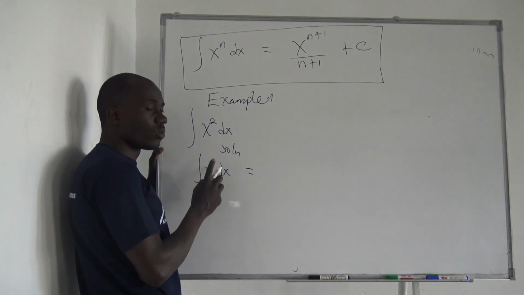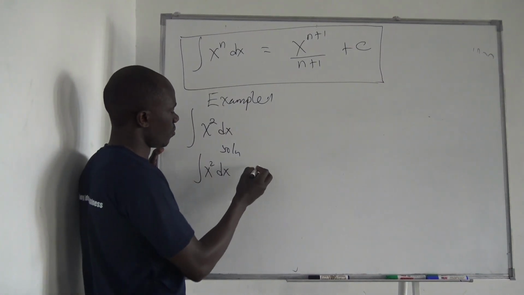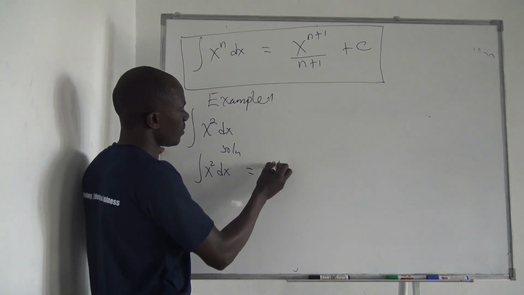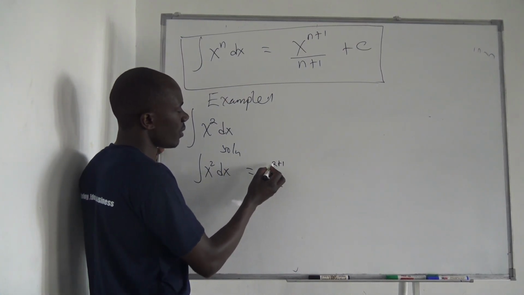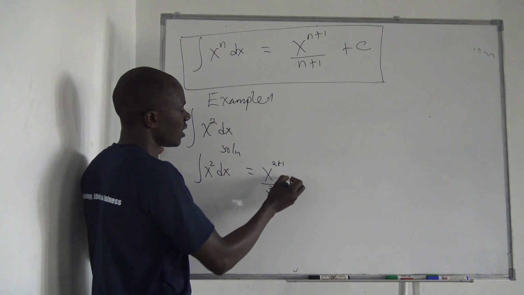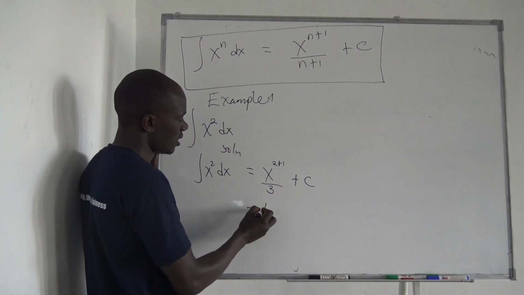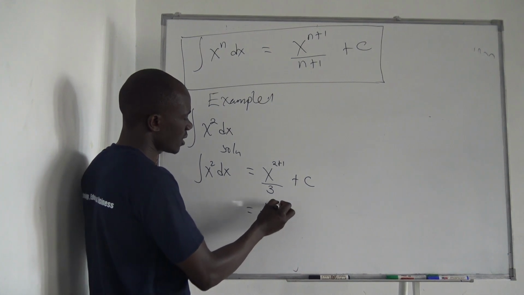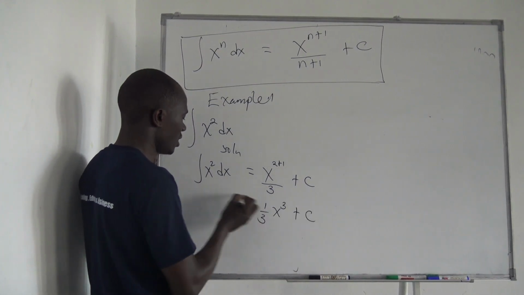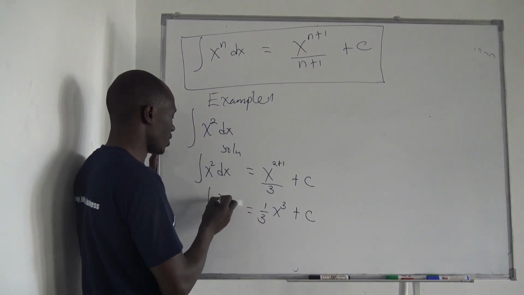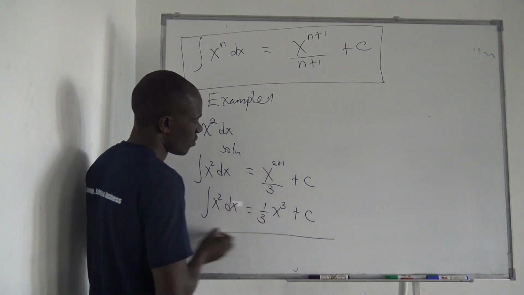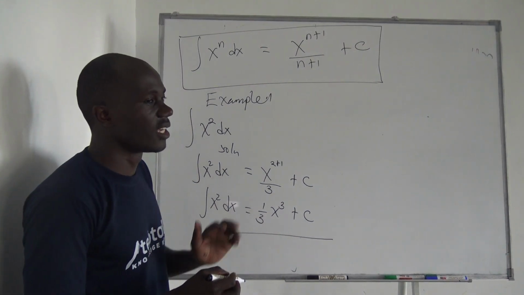There is a power of 2. What you do, you add 1. It is going to be x power 2 plus 1 divided by the new power, 2 plus 1, you get 3, then plus a constant. So integration becomes a third x power 3 plus c, which is the integral of x squared dx. We have finished obtaining that one.